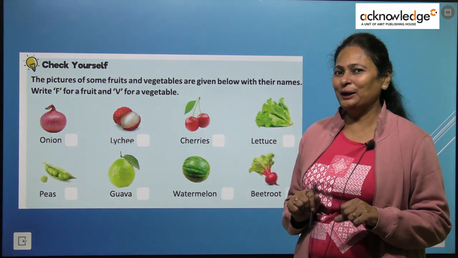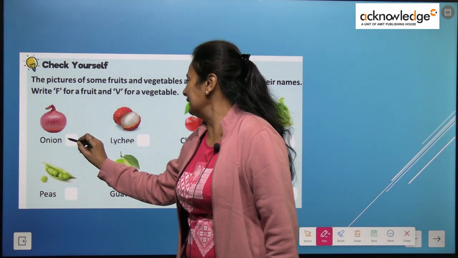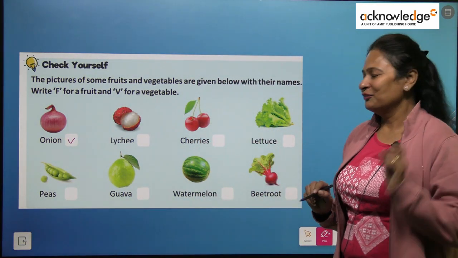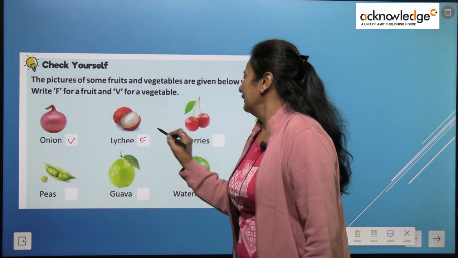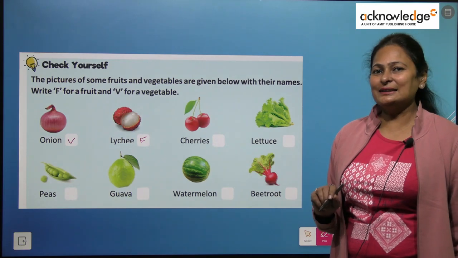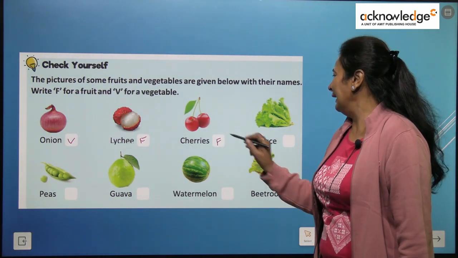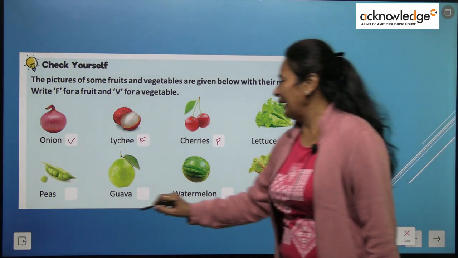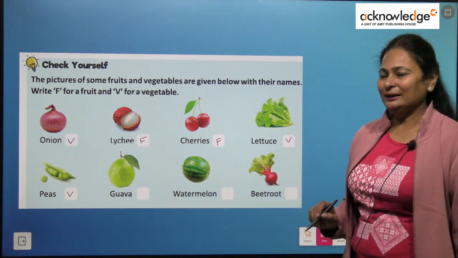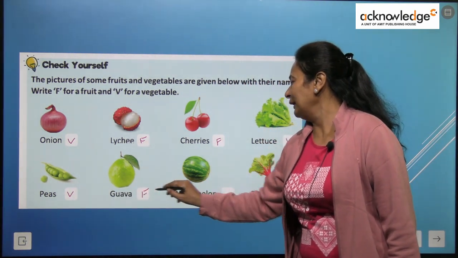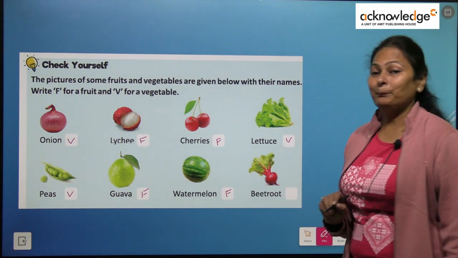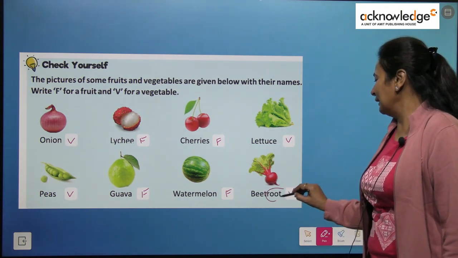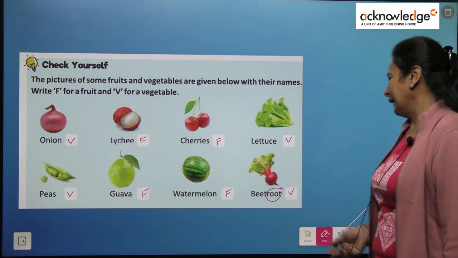Onion. It is an example of a vegetable. Lychee. Lychee is a fruit. Correct. Cherries. Cherries are again fruit. Lettuce. It is a leafy vegetable. Peas. Again a vegetable. Guava. Example of fruit. Watermelon is also a fruit. And beetroot is a vegetable. And as the name refers, root, it is the root of a plant that we eat.